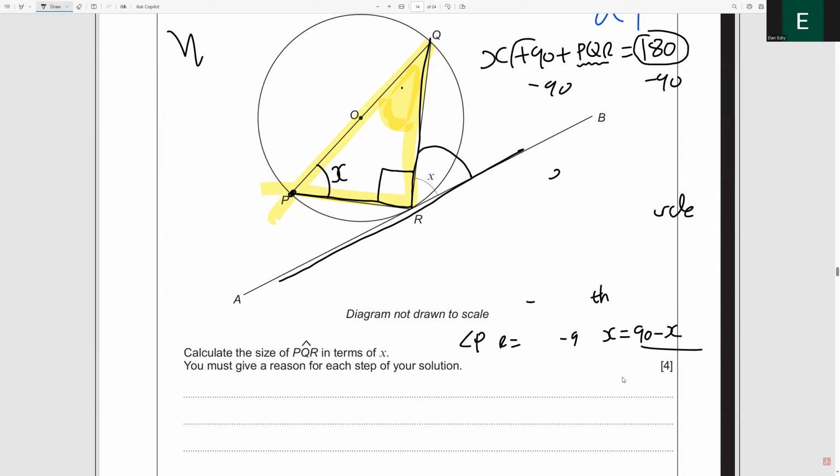180 take away 90 is 90. So I have x plus PQR, because the 90 on the left disappears, equals 90. And then I took away x. So PQR is 90 take away x. I did 180 minus 90 minus x. Yeah, that's fine as well.